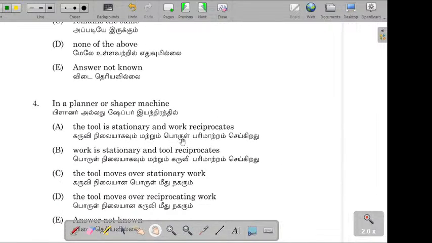In a planar or shaper machine, this question is a star mark question. Because in planar, work is stationary and tool reciprocates, whereas in shaper, tool is stationary and work reciprocates. So both will be the answer. The answer has not been given that way.